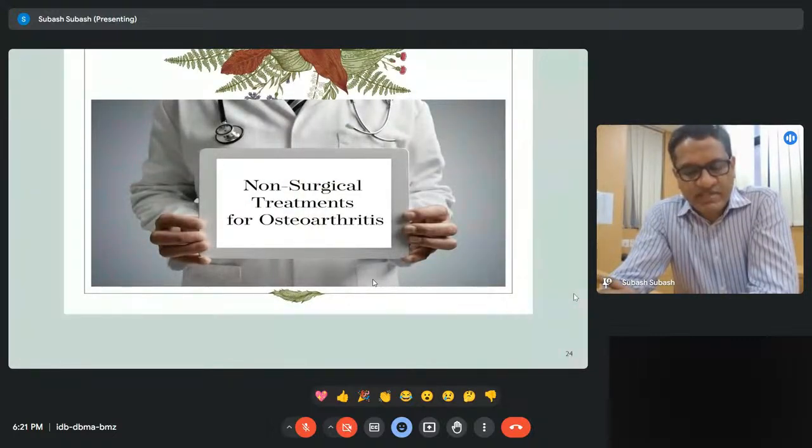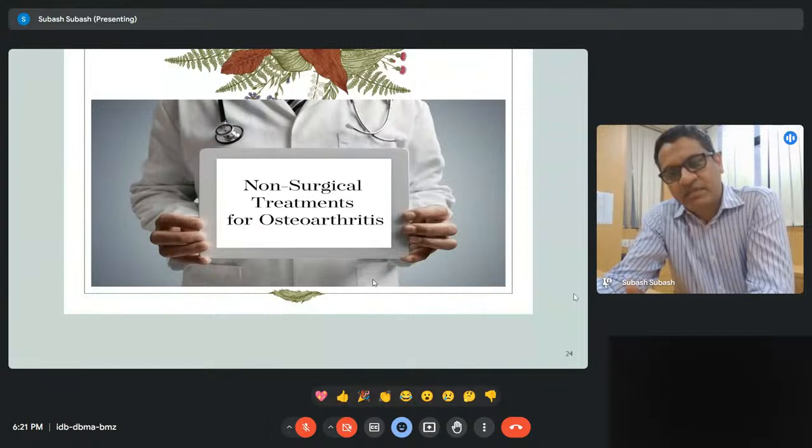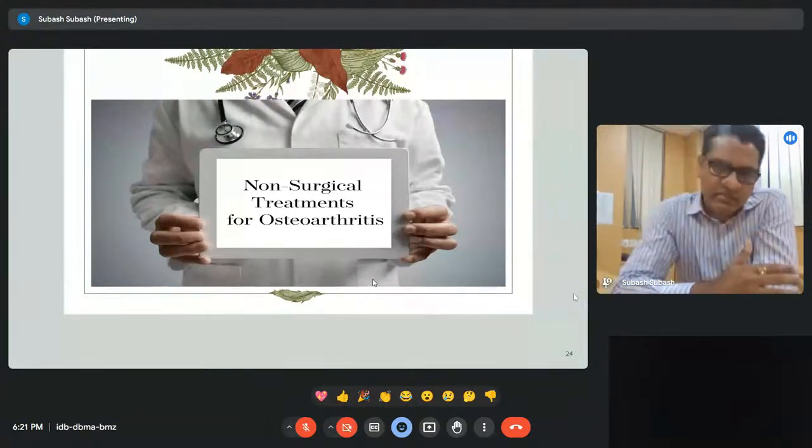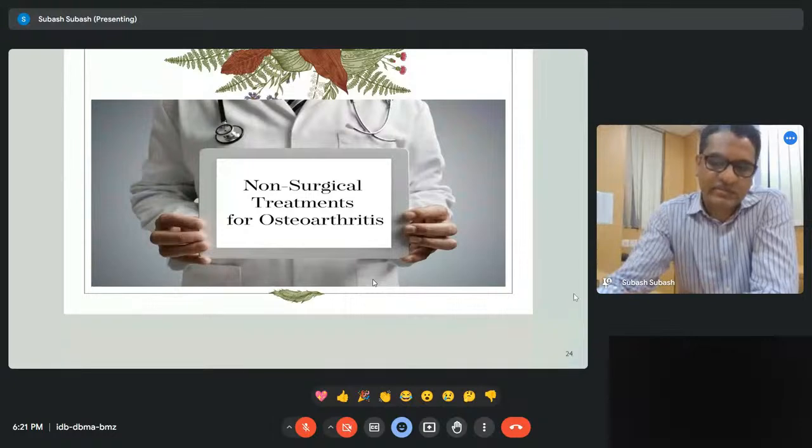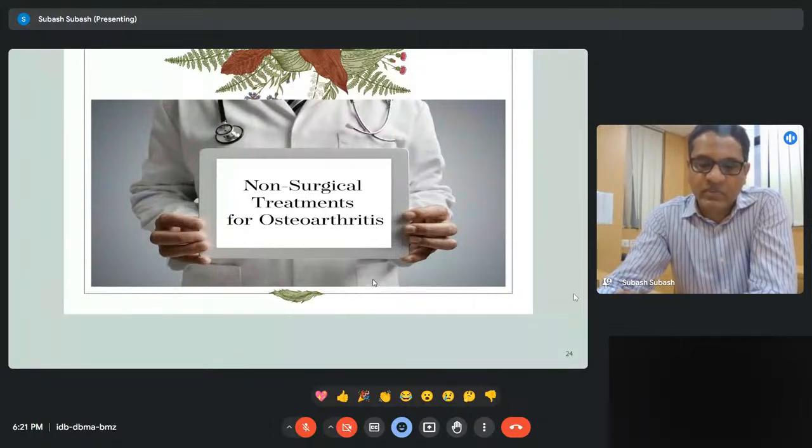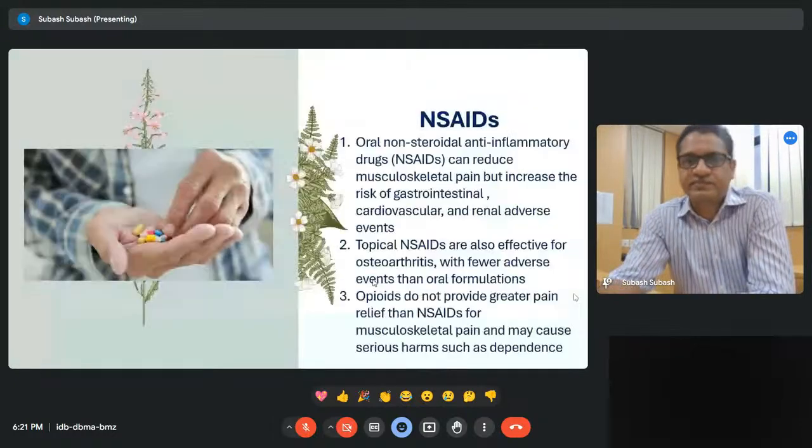So obviously we have established that osteoarthritis is a common phenomenon that everybody goes through. Eventually, when the wear completely happens, that is where you need surgical treatment. What are the things that are available before surgical treatment? Those are the ones which we're going to go through.